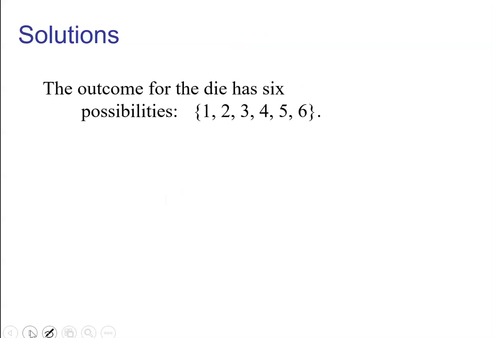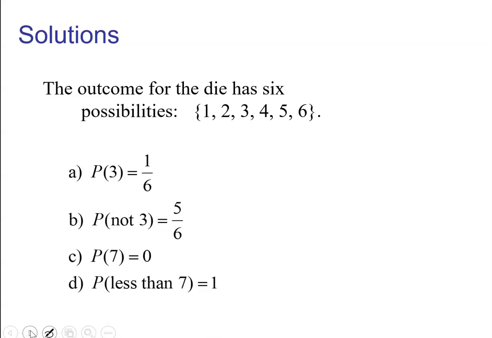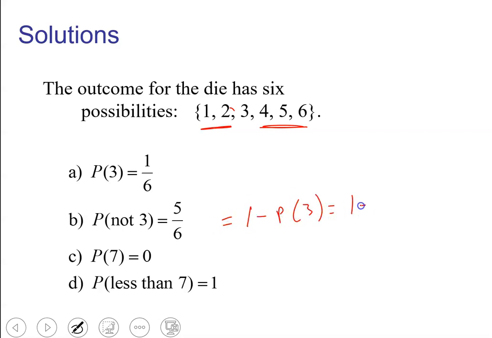So we have 6 possible outcomes from rolling a die: 1, 2, 3, 4, 5, and 6. The first scenario asks, what's the probability of rolling a 3? Well, there's 1 out of a total of 6, so 1/6. If it's not a 3, we have 1, 2, 4, 5, and 6. So that would give us 5 out of 6. And notice this is equivalent to 1 minus the probability that it's 3. We could have done 1 minus a 6th, which gets us the exact same answer.